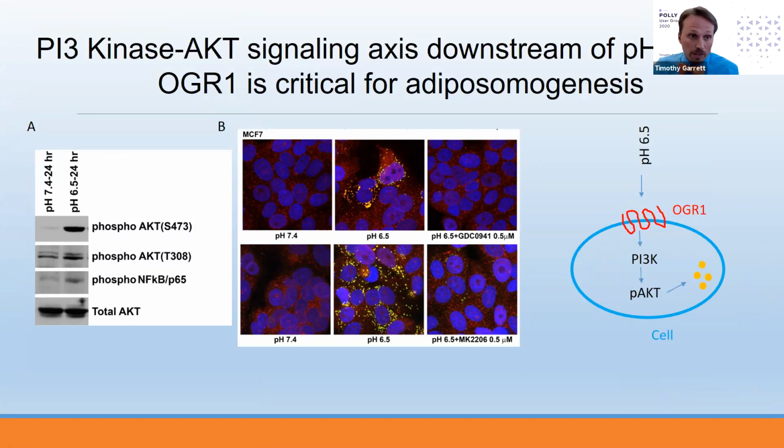And we can confirm this by evaluating the phospho-AKT. At pH 6.5, we see a huge increase in the amount of AKT present. And we can also use an inhibitor of this phosphorylation process, both at the PI3 kinase level and the pAKT level. That's what the top and the bottom figures show. And at 6.5, when we inhibit this, we can reduce the amount of lipid formation. So we can block both of these pathways and reduce the amount of lipid droplet formation.